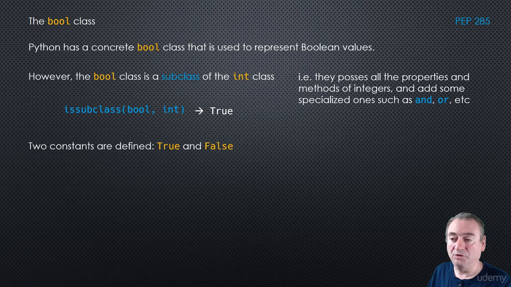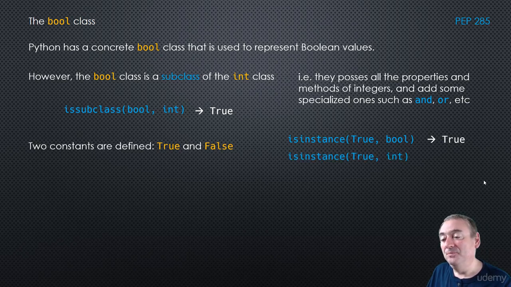Now, two constants are defined in Python. They're called True and False, and they are instances of bool. So you can use the built-in method in Python called isinstance to check if a variable is an instance of some type. So in this case, True is an instance of bool. So this will return True, right? But if we also look at this code here, isinstance(True, int), well, since Booleans are a subclass of integers, that will also return True.